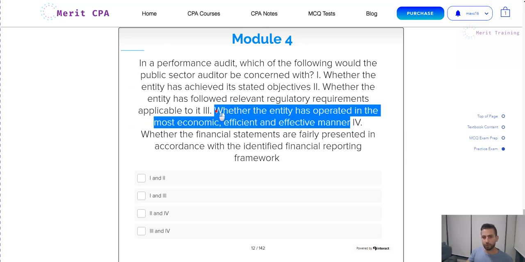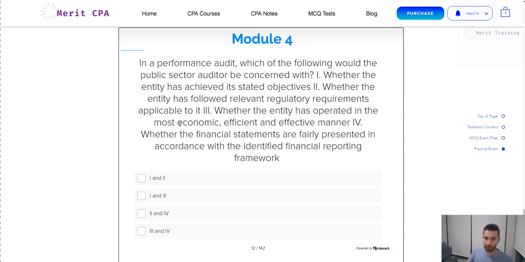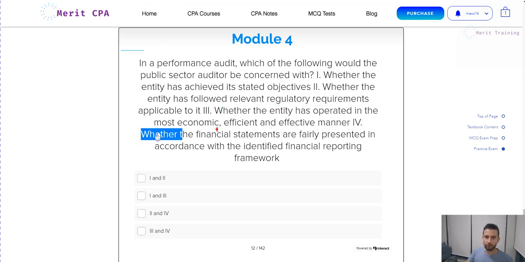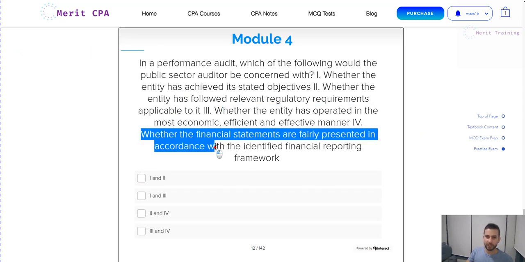And remember, we kind of briefly touched on this in one of the earlier videos where we said that a performance audit was to do with being economic, efficient, and effective, right? So just touching on that again. But it's not necessarily the only thing. And then 4, whether the financial statements are fairly presented in accordance with the identified financial reporting framework.